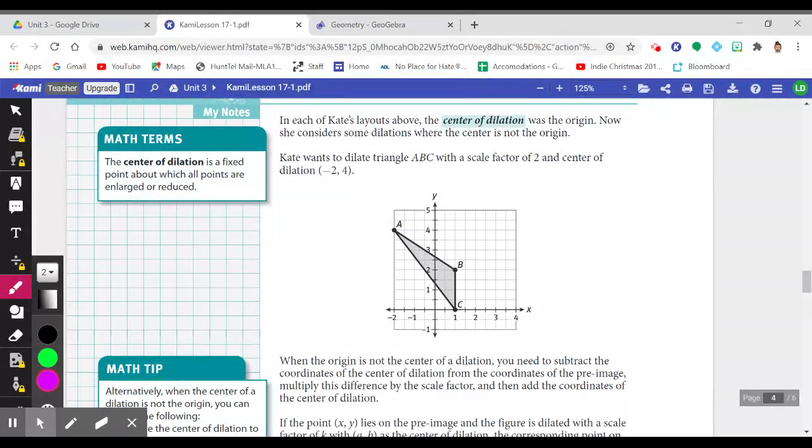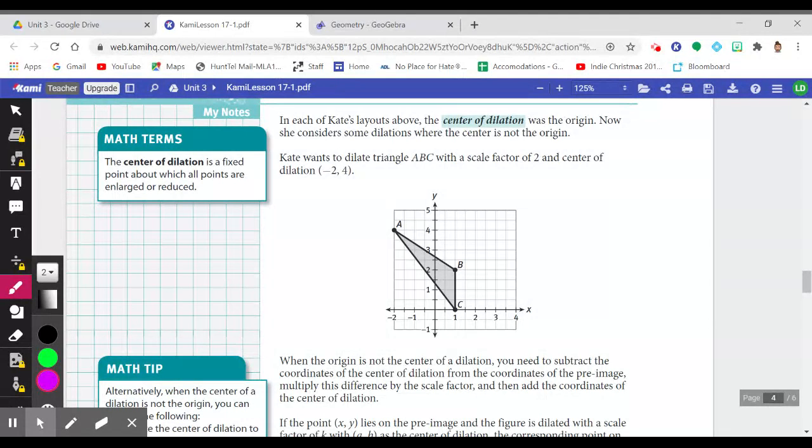So notice the math term over here. We mentioned it a second ago. The center of dilation is a fixed point about which all points are enlarged or reduced. Whatever the center of dilation is, and for the most part it's the origin, those points are going to get closer or further away depending on if it's an enlargement or a reduction. So think about it. If it's a reduction, are points going to get closer to the center of dilation, or are they going to get further? And if it's an enlargement, are points going to get closer or further?